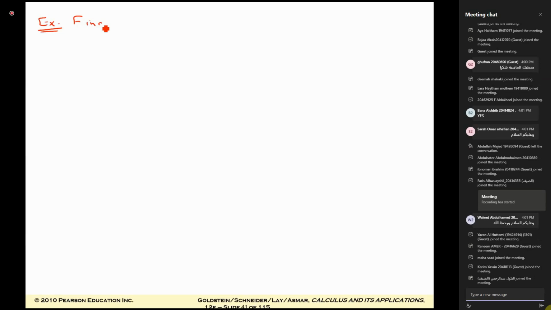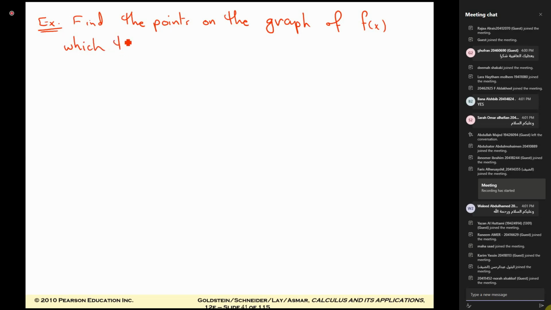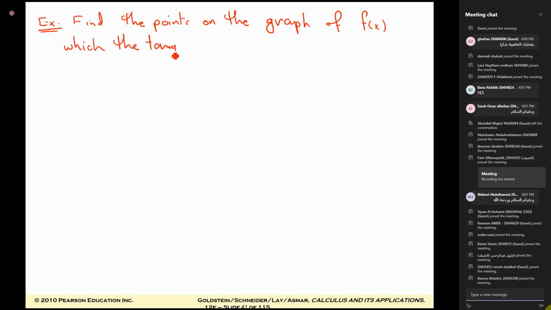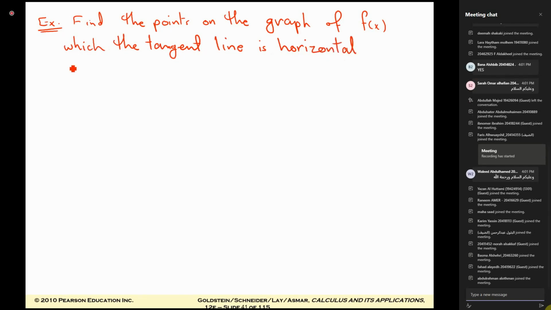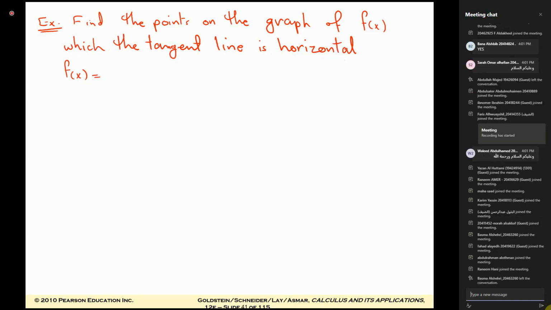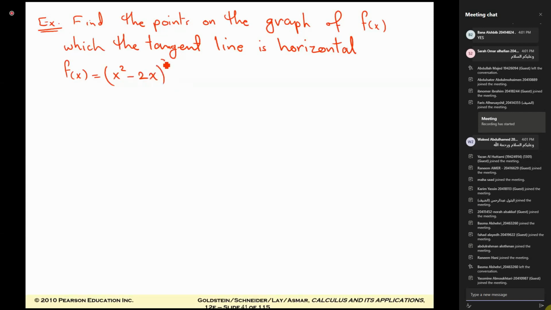Find the points on the graph of f of x at which the tangent line is horizontal. f of x equals x square minus 2x, all to the power 3.